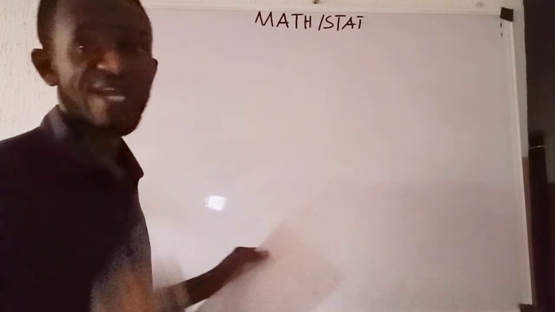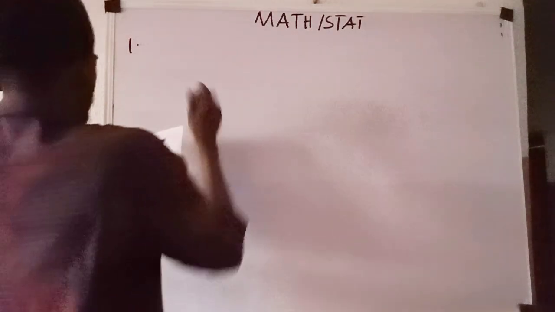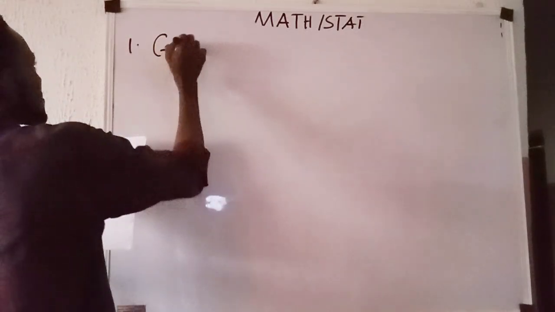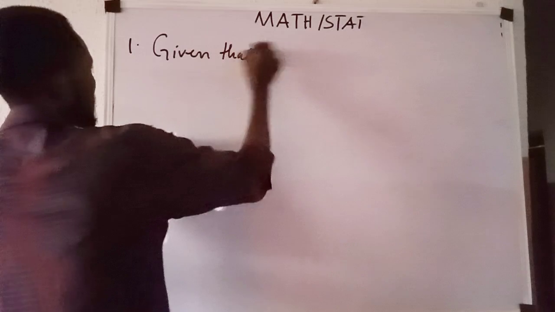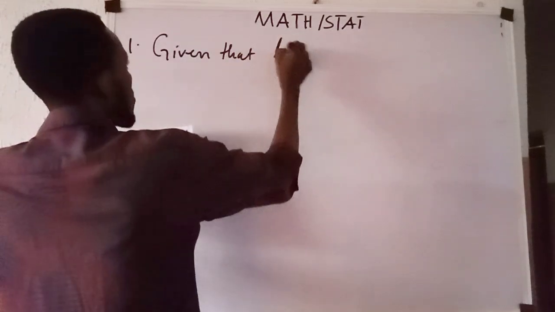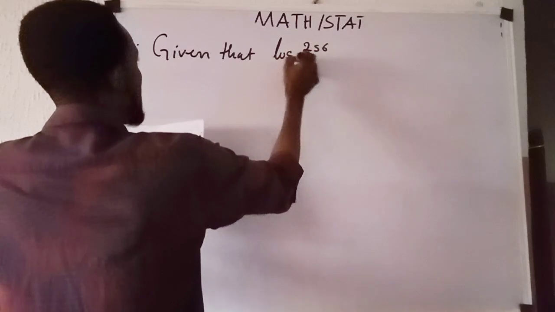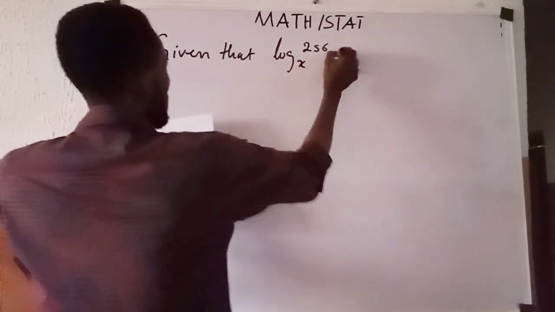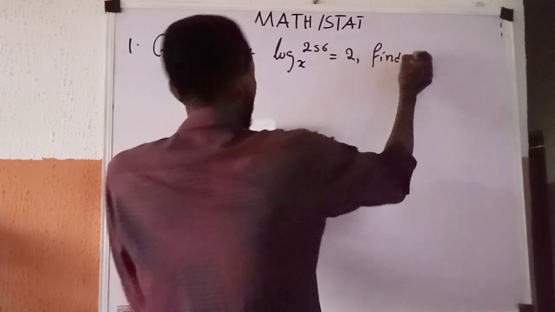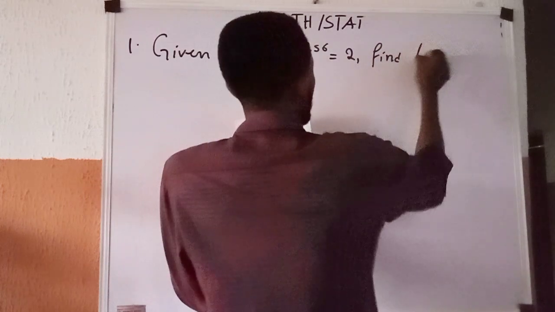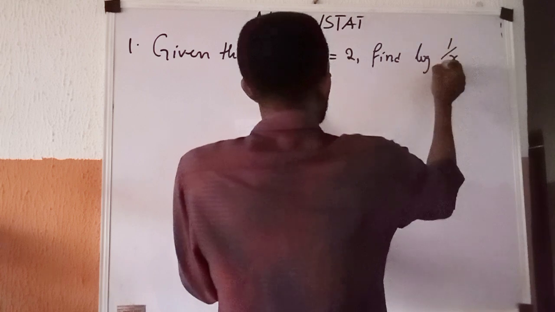This question says, and I write, number one. It says, given that log of 256 base x equals 2, find log of 1 over x base 8.